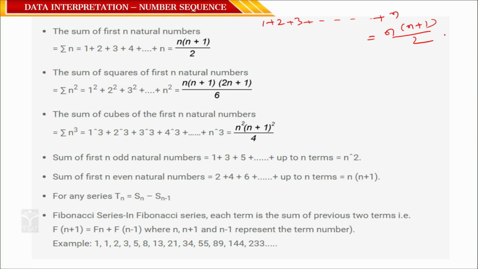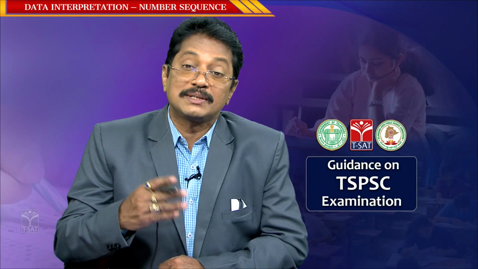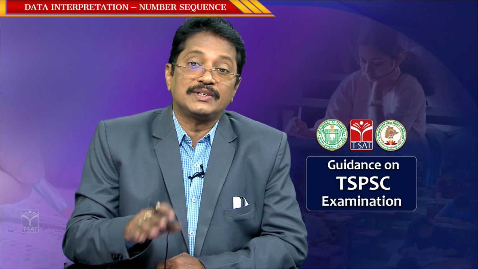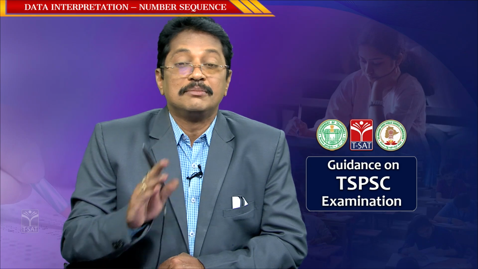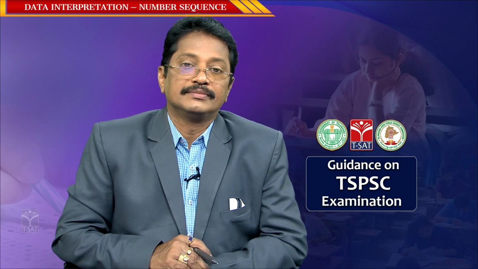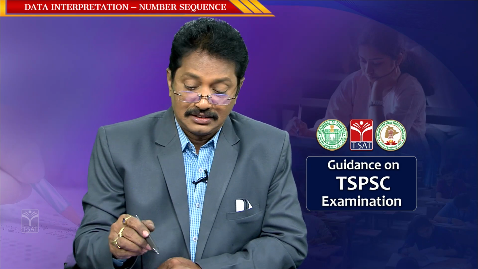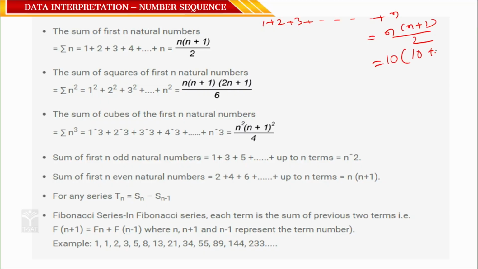For example, if you want to know the sum of the first 10 natural numbers, how much is 1 plus 2 plus 3 plus 4 plus 5 plus 6 plus 7 plus 8 plus 9 plus 10? 1 plus 2, 3, 3 plus 3, 6, 6 plus 4, 10, 10 plus 5 is 15, 15 plus 6 is 21, 21 plus 7 is 28, 28 plus 8 is 36, 36 plus 9 is 45, 45 plus 10, 55. So from 1 to 10 the sum is 55. But if you use this formula, that is 10 of 10 plus 1 by 2, 10 plus 1 is 11 by 2, 2 1s are 2, 5s are, 11 5s are 55. Correct or not?